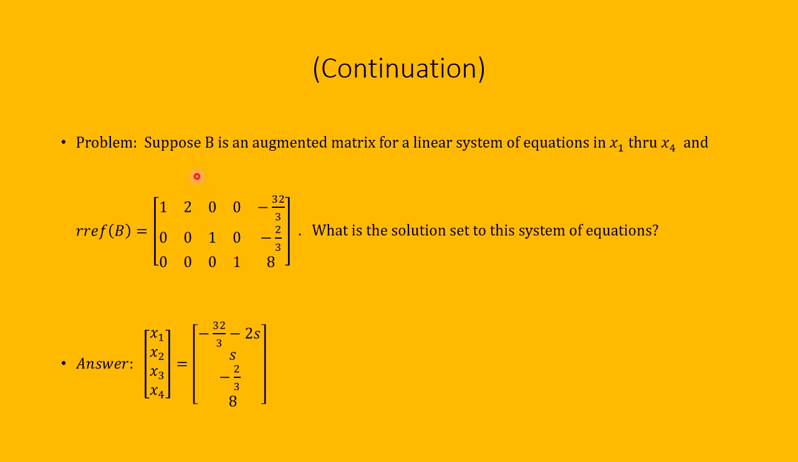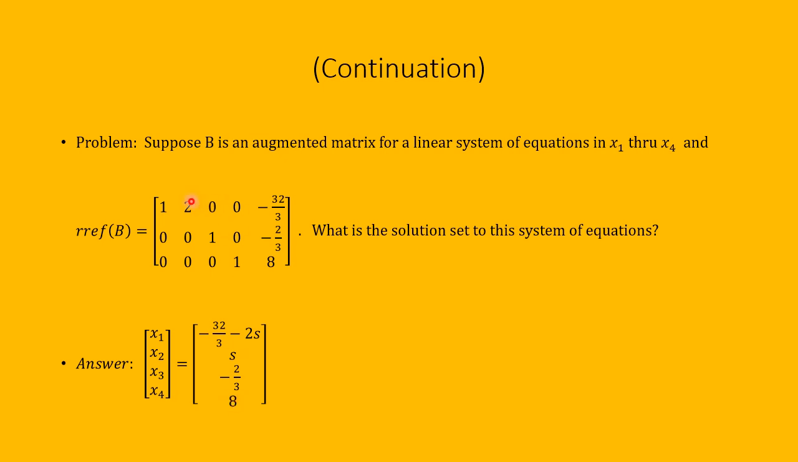So we'll set x sub 2 equal to, let's say, s. So this first equation then is 1 times x sub 1 plus 2 times s equals minus 32 thirds. So that gives us that x sub 1 is minus 32 thirds minus 2s. Looking at the second equation, it's 1 times x sub 3 equals minus 2 thirds. So that just tells us that x sub 3 is minus 2 thirds. Looking at the last equation, it tells us that 1 times x sub 4 is 8. So x sub 4 is equal to 8.